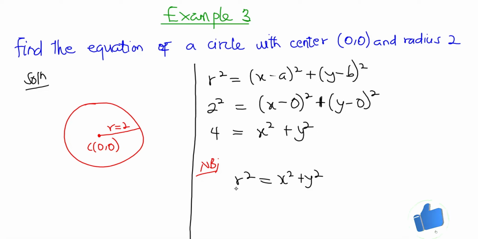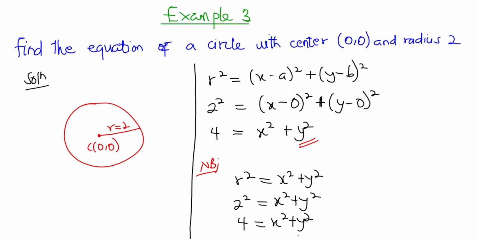In this question, r is known to be 2, so we are going to have 2 squared is equal to x squared plus y squared, which is basically the same thing as 4 is equal to x squared plus y squared. And at the end, you can see that you're all getting the same answer.